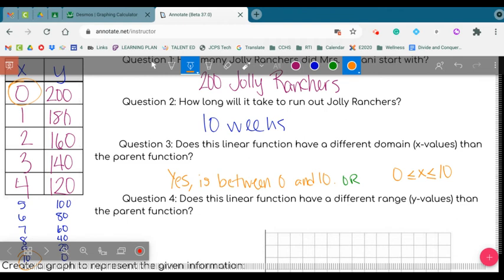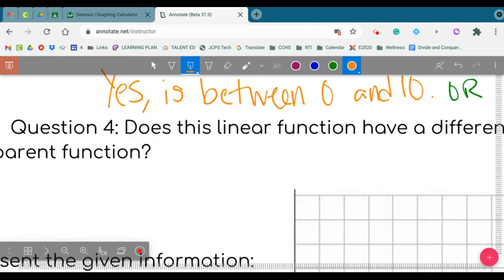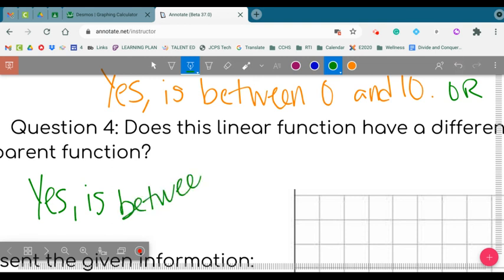So now we have to think, does this linear function have a different range of y values than the parent function? So y values, it starts at 200 and it ends at 0. Our parent function is all real numbers, because our graph goes on forever. This one, it doesn't. It starts at 200, ends at 0. So yes, it also has a different range. And this is between 0 and 200.